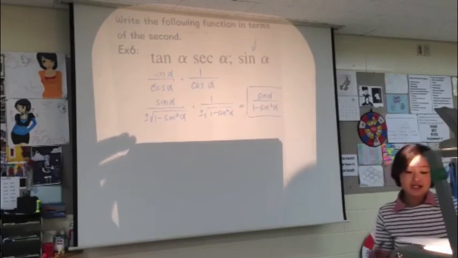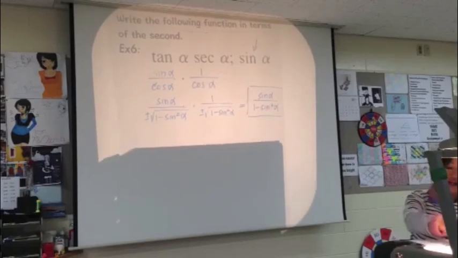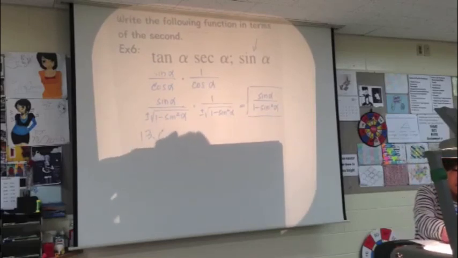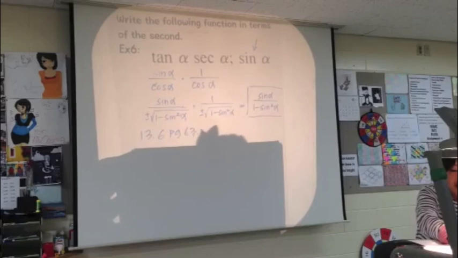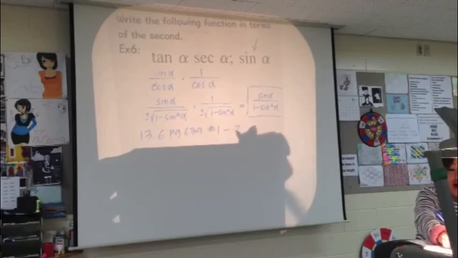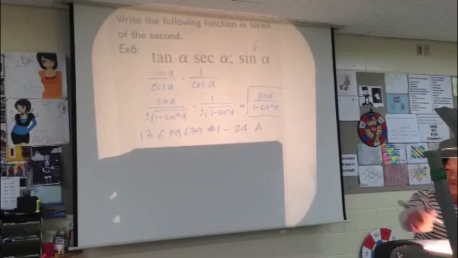All right? Your assignment for today for Trig Identity Day 1 is only 13.6, page 639, and I think it's worth doing a lot of the practice. So it's 1 through 24, all.